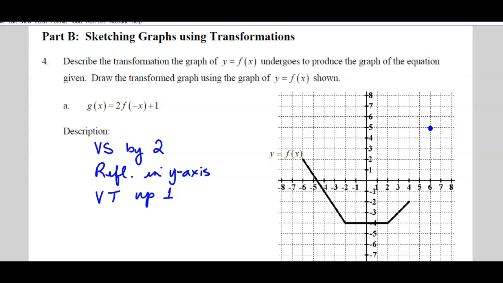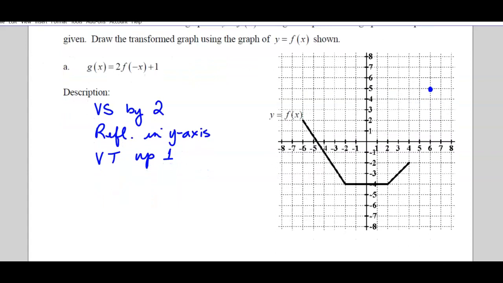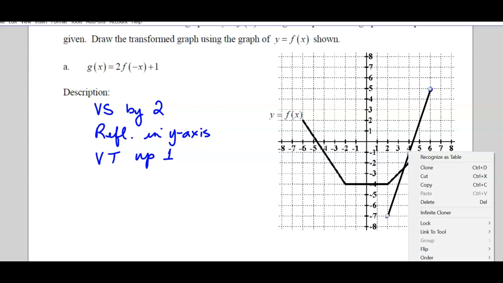Then I go to my next important point, and I'll join them up as I go, so I don't lose track. So this next important point has a y value of -4. When I stretch by 2, that's going to be -8. I'm going to reflect in the y-axis, so that x value becomes +2, and then up 1. And then I'm going to join that up right away.